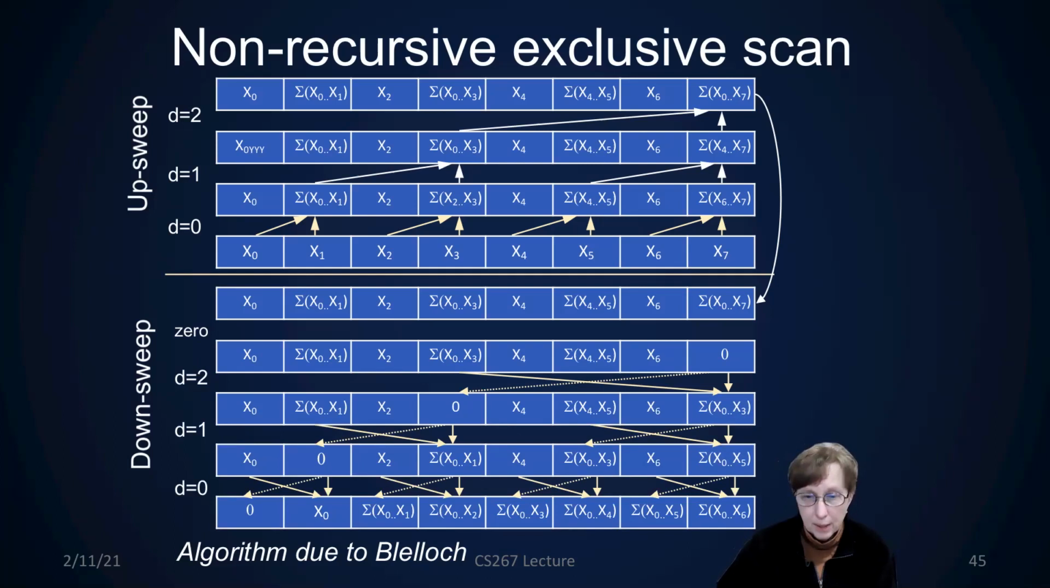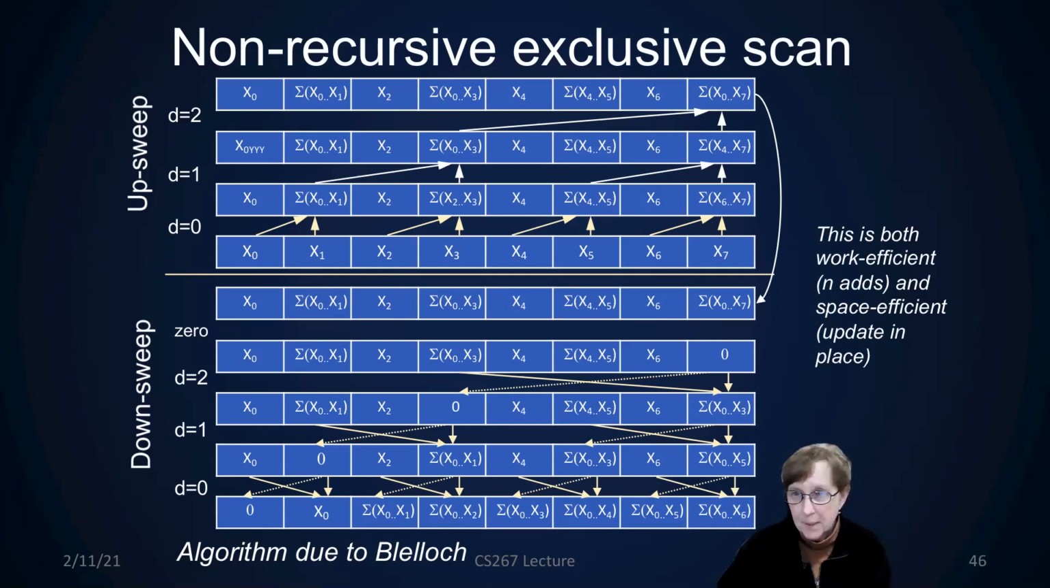Any questions about that? I should point out this was an exclusive sum scan, but as I said before, if you want the inclusive one, you can just add the input array to it at the end, and that'll give you the inclusive value. This is both work efficient, since it's doing n adds, and it's also space efficient because you can update in place. That's probably even more important than the work efficiency of this algorithm, and that's why it does get used in practice on machines like GPUs.